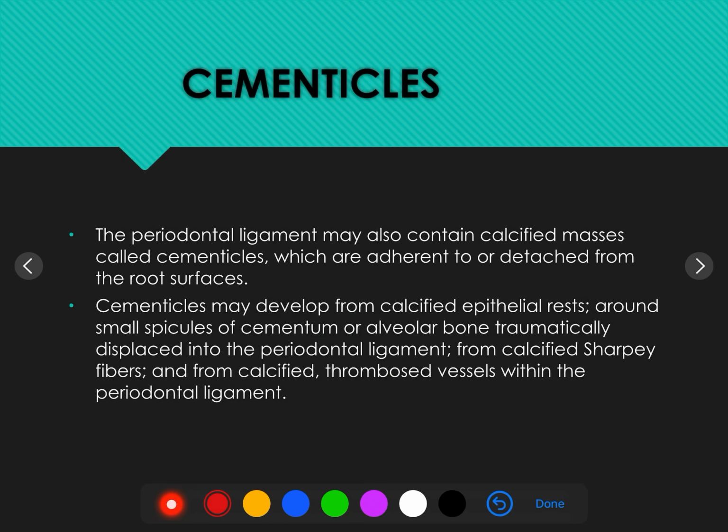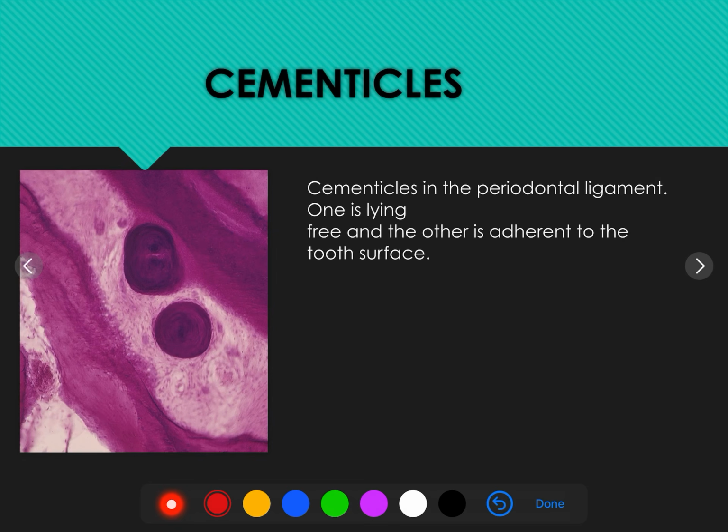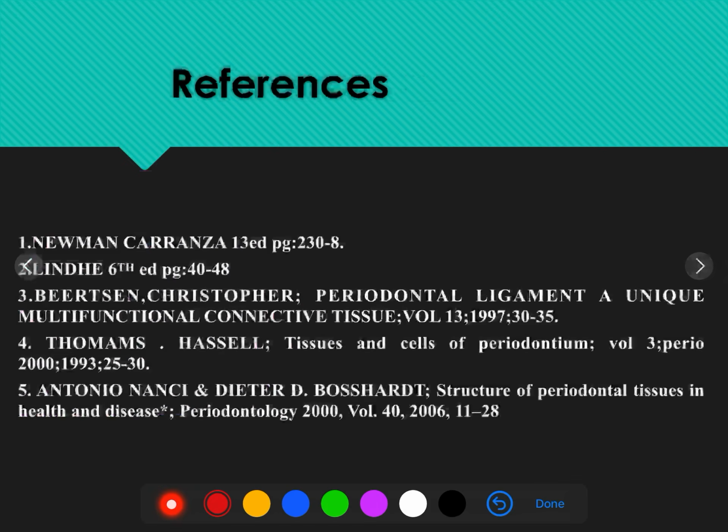As I told you, we will be discussing cementicles, so you have to make a note of them. The periodontal ligament may also contain calcified masses called cementicles, which are adherent to or detached from the cementum. This is an image from Carranza, where you can see two cementicles located here. One is attached and one is a free cementicle lying here.